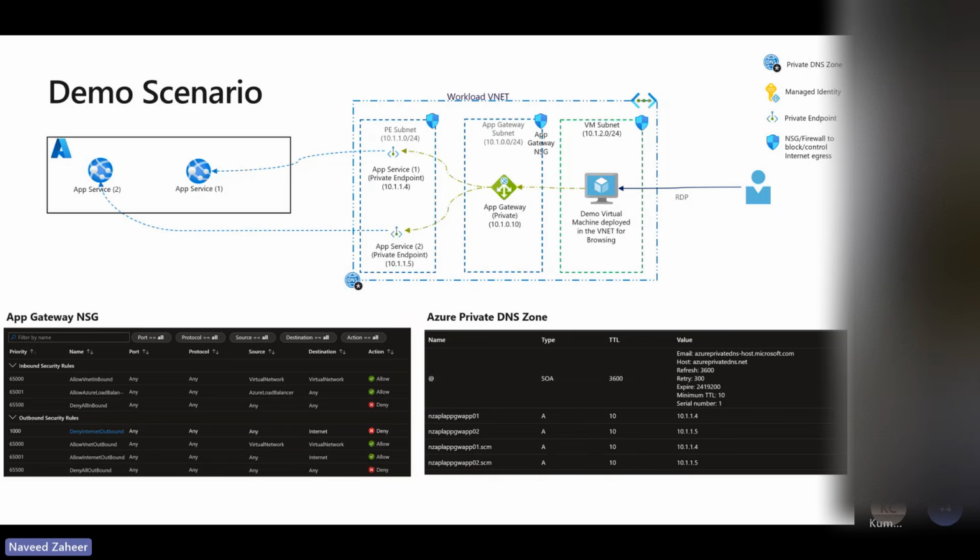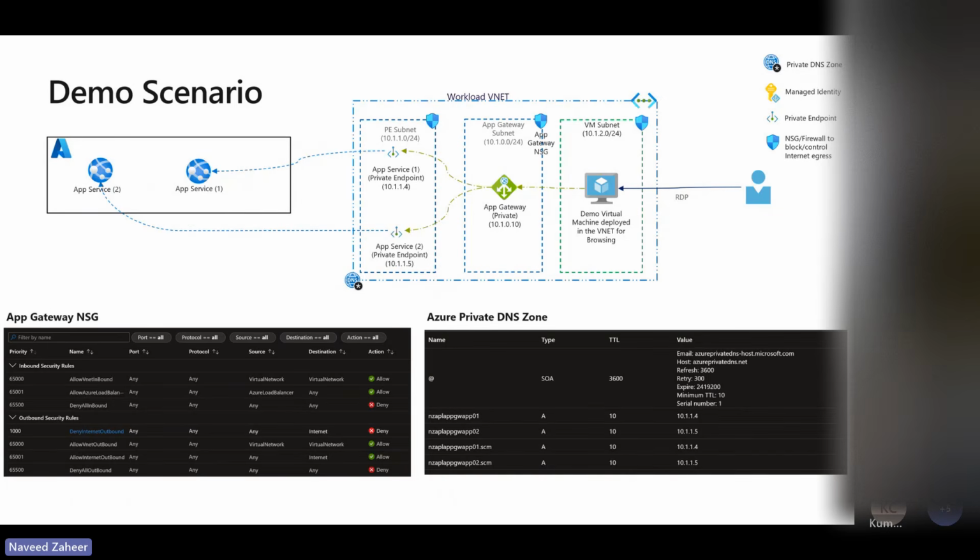So here is our demo scenario. For the demo scenario, I have two app service instances. I have created private endpoints and dropped them in my workload VNet, which has three subnets. One is a PE subnet, where I have dropped the private endpoints. Then I have the app gateway, and the app gateway needs a dedicated subnet. That's dedicated to it, and that hasn't changed, so you cannot drop anything there.